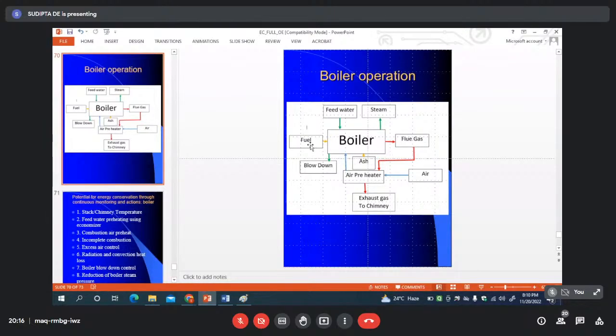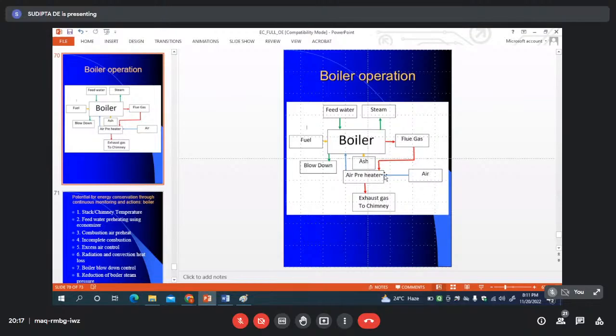It is mostly coal, but in some cases it can be a liquid fired boiler or gas fired boiler also. But the larger boilers are always basically coal fired boilers. Whatever fossil fuel is being added, I've shown that after combustion, if it is solid fuel, that means coal, there will be a certain amount of ash finally coming out of the boiler, and some flue gas will be produced. How will the flue gas be produced? This fuel will be combusted with some air input to the boiler.